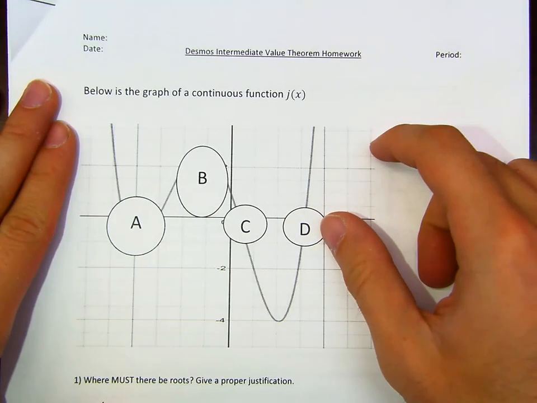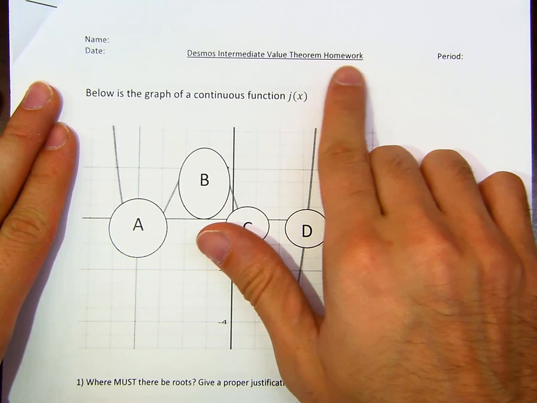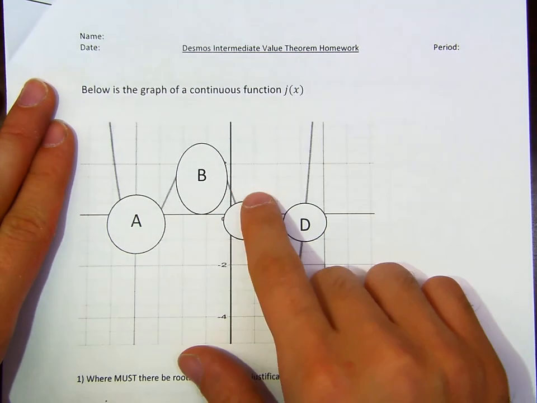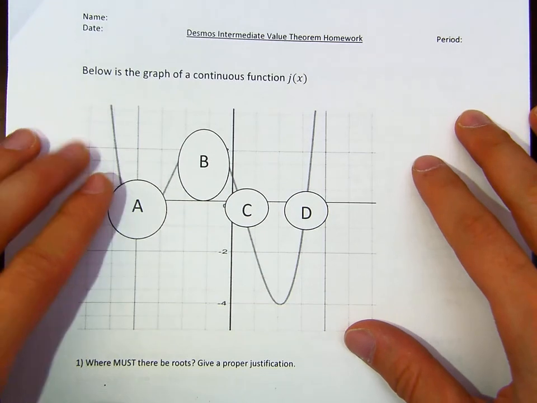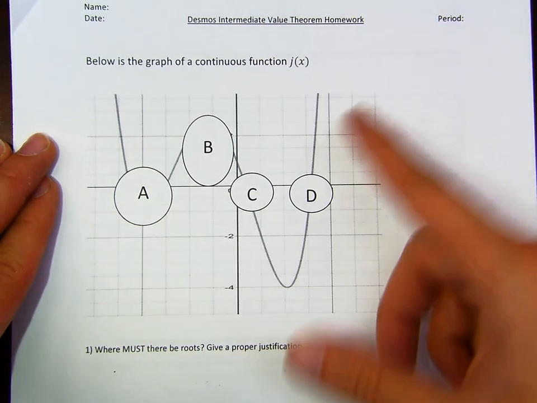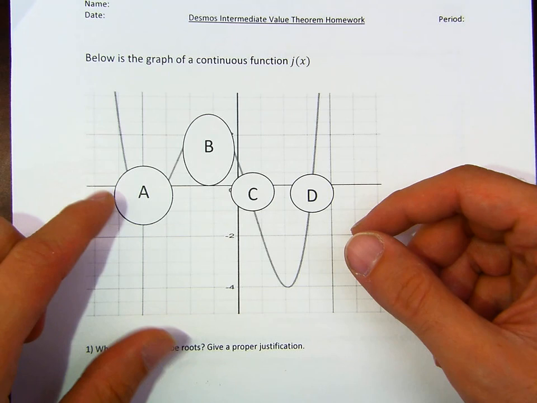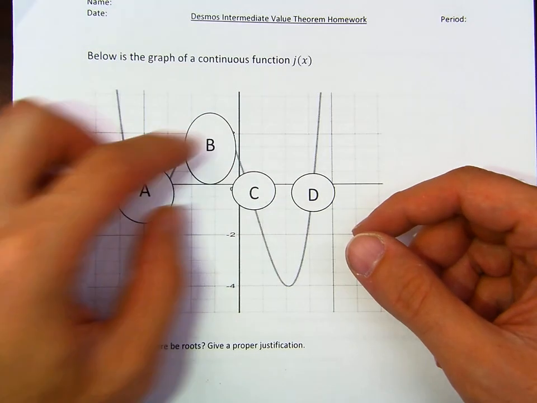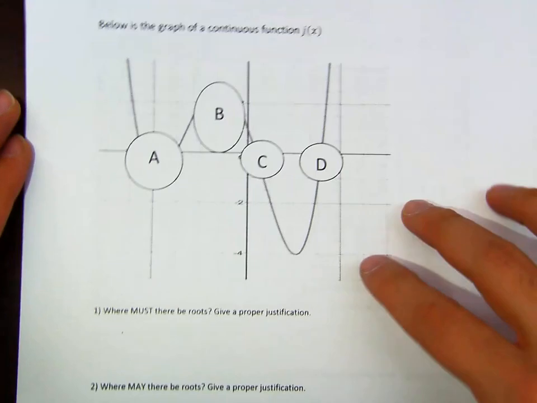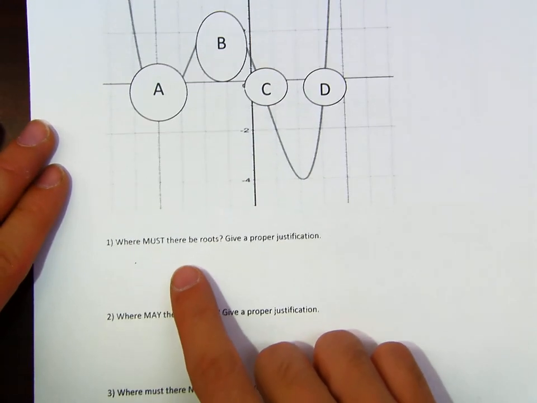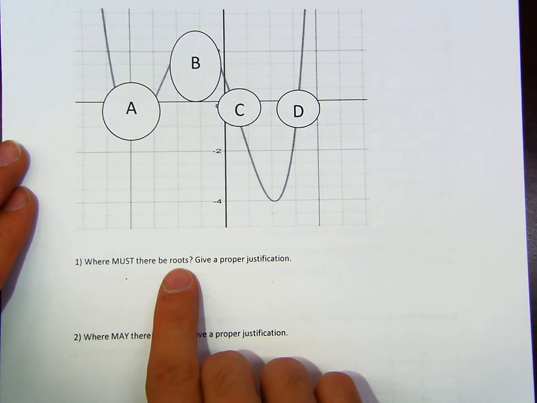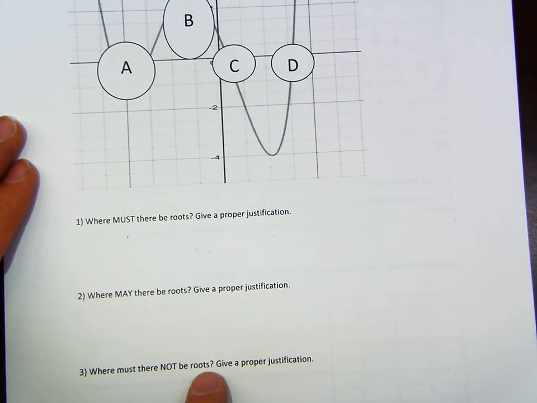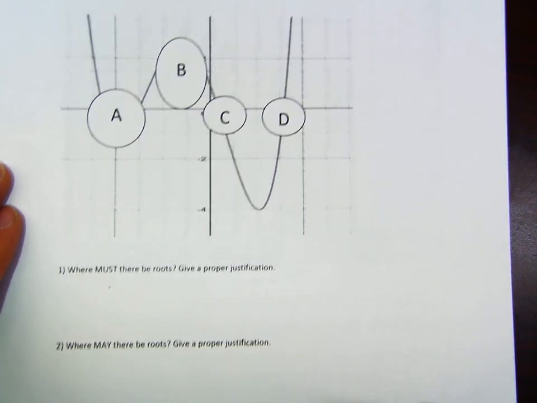So this was your Desmos intermediate value theorem homework. We're going to talk about the intermediate value theorem tomorrow. But what I'd like you to do, just based on what we did today, is look at the graph, covered by, as Frank would say, these circles of A, B, C, and D. Answer the questions: where must there be roots, where may there be roots, and where must there not be roots? And please give a proper justification.